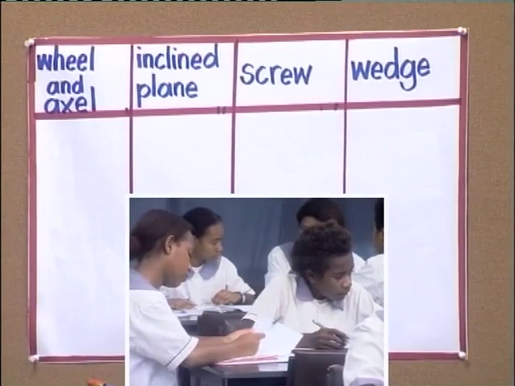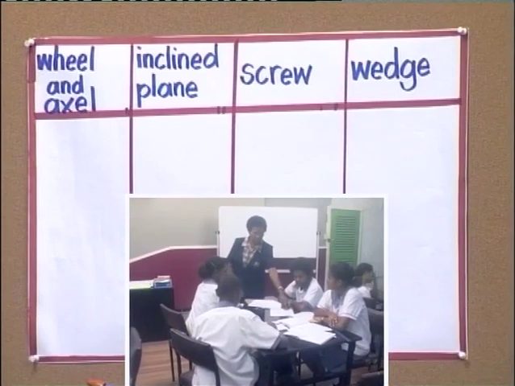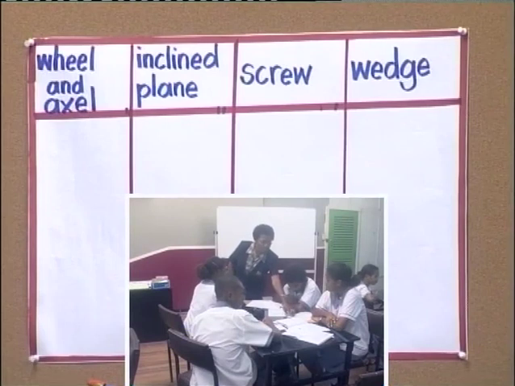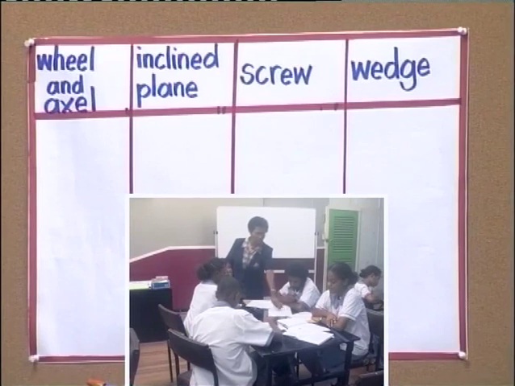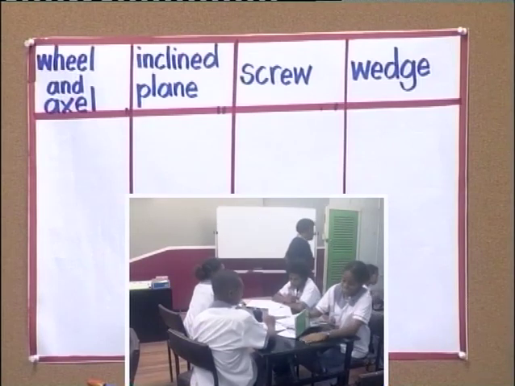Okay, from there you get those names, talk about, discuss quickly which simple machine you think it is. Now, screwdriver, which simple machine do you think it is? Is it wheel and axle, inclined plane, screw, or wedge? Write the names. That's what you are going to do. Thank you.